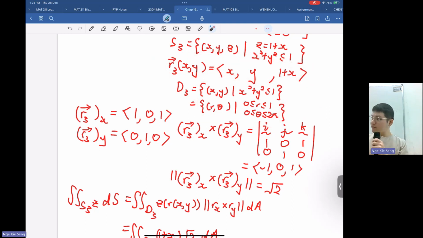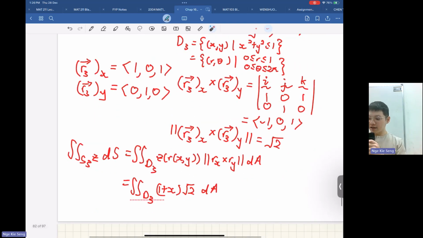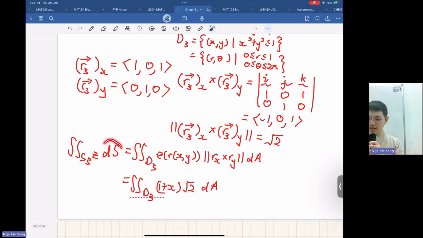This is a very important key. You must know how to go from dS to dA through the parametric equation. You have a curved surface, and you make it flat. So you have a Jacobian factor. What's the Jacobian factor here? It is the length of the normal vector of your tangent plane.